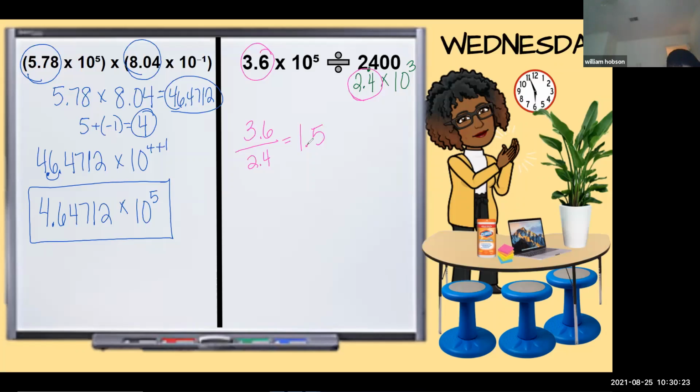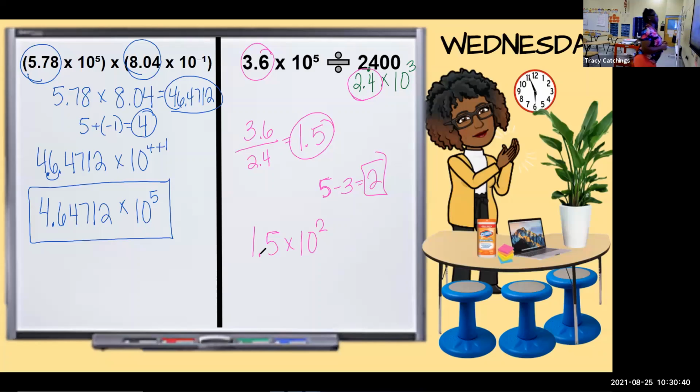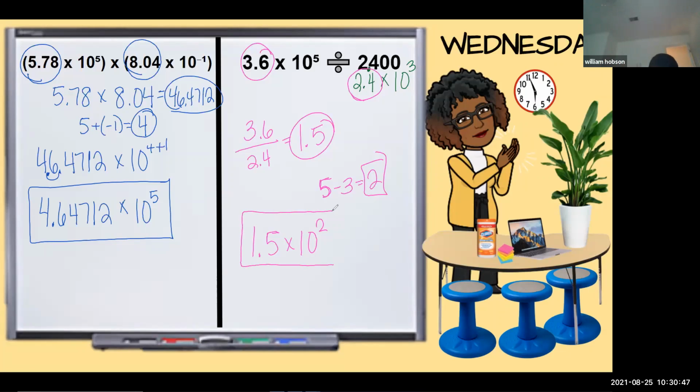And then since we are dividing, we're going to subtract those exponents. What's 5 minus 3? 2. So when we rewrite that, that'll be 1.5 times 10 to the 2nd. Is it in scientific notation? Yes. So that would be our answer. Any questions about what happens when we multiply and divide with scientific notation?